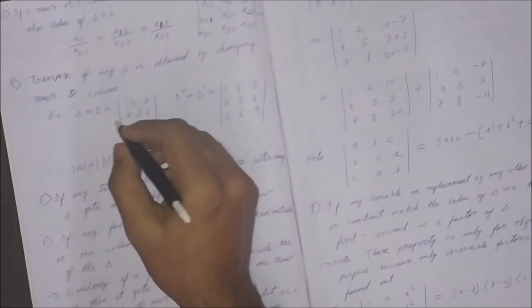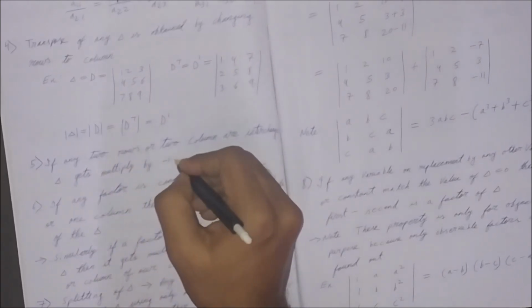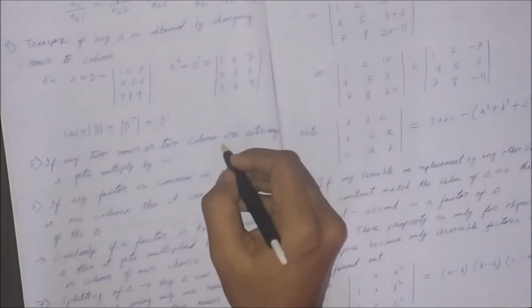Now the mod of the determinant and the mod of the transpose of the determinant will be the same. So the value will be the same, whether it is the determinant or the transpose of the determinant. Now what is the fifth property of determinants? The fifth property is, if any two rows or two columns are interchanged, the determinant gets multiplied by -1. If any two rows or two columns are interchanged, the determinant gets multiplied by -1.